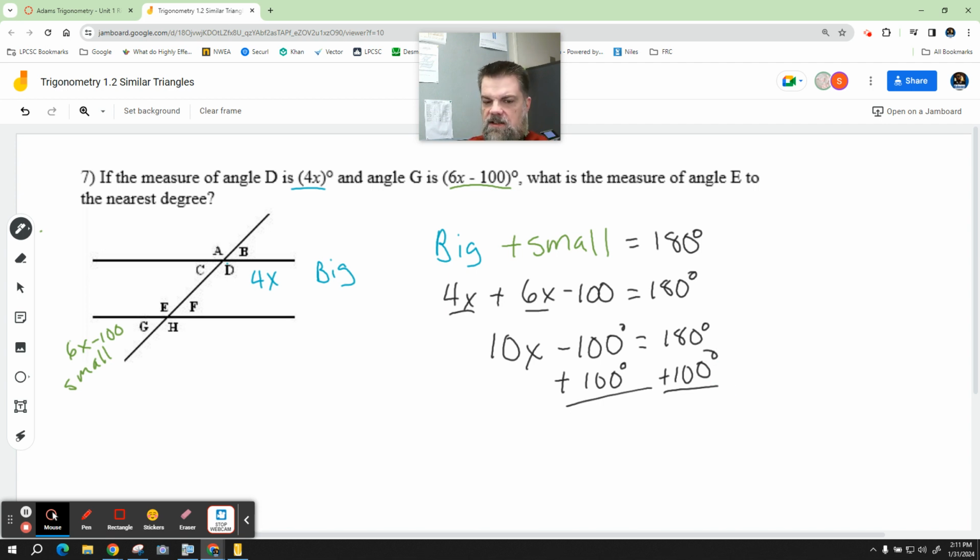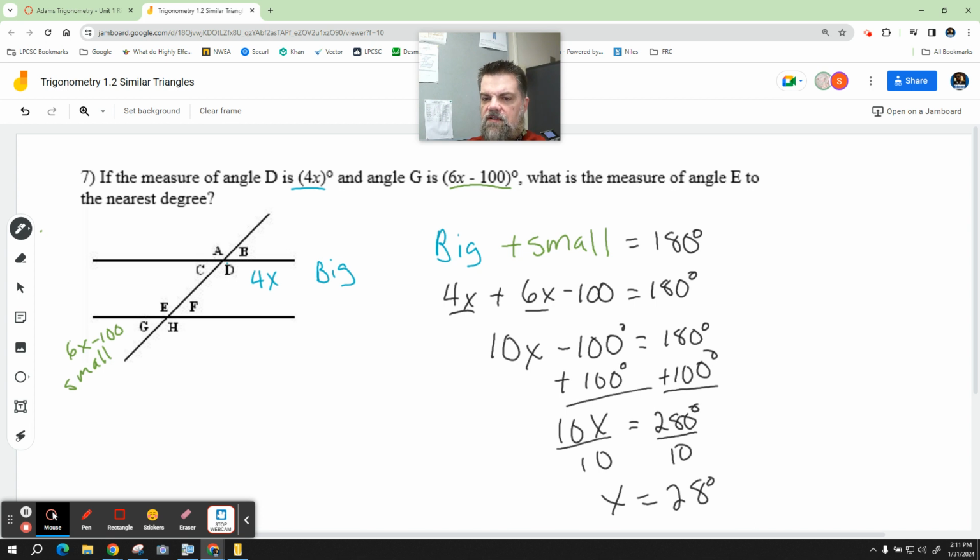100 minus 100 is 0, so over here, a 0 plus 10x is just 10x. And this adds up to 280 degrees. Divide by 10, and I get, or what am I doing? X equals 28, right? And I'm putting degrees, it doesn't matter, right?